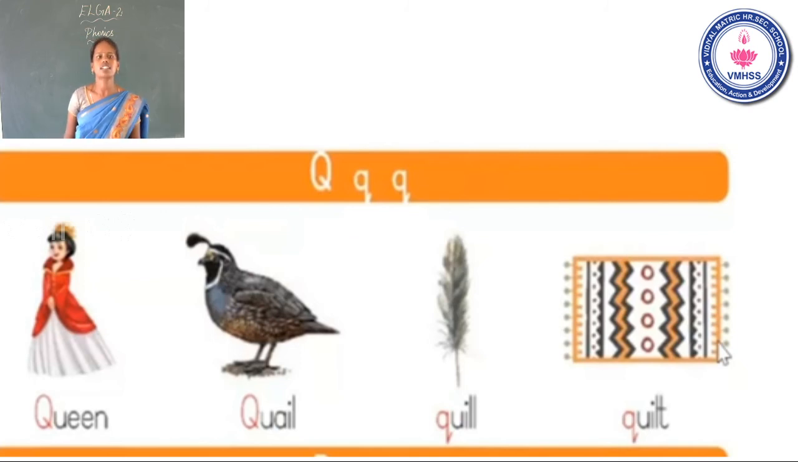The name of the letter Q. The sound of the letter Q. The first one is queen. Second one, quail. Third one, quill. Fourth one, quilt. It's clear. Now go to the next letter.